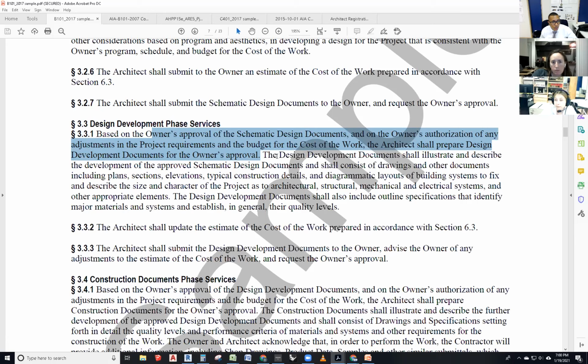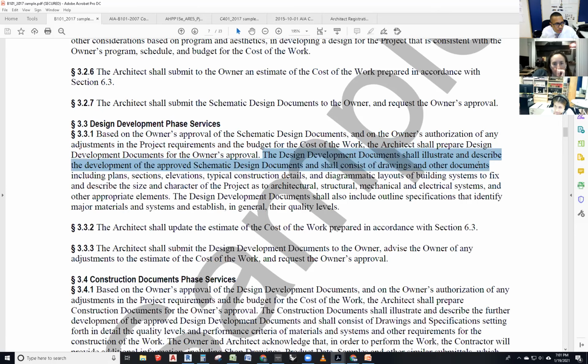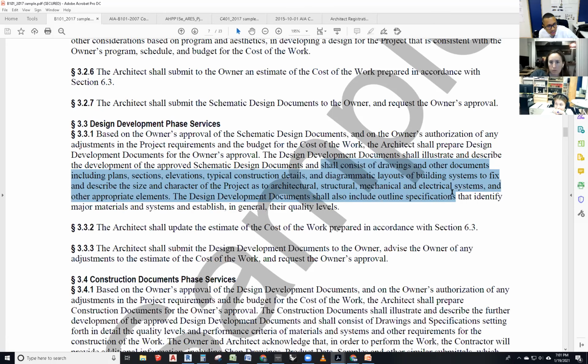So the design development documents shall illustrate. All right, let's go through that right now, real quick. Why are we supposed to be doing the design development? So design development documents shall illustrate and describe the development of the approved schematic design documents and shall consist of drawings and other documents including plans, sections, elevations, typical construction details, and diagrammatic layouts of building systems to fix and describe the size and character of the project as to architectural, structural, mechanical, and electrical systems and other appropriate elements.